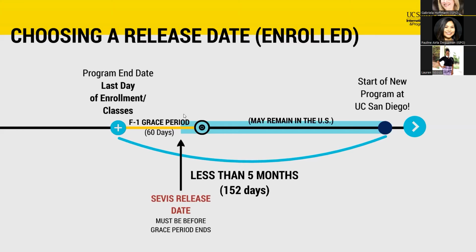If you choose a release date here in the middle of your grace period, then your SEVIS record can successfully be transferred to UC San Diego. And you can see demonstrated by this teal box here from the day that you release your record, even after the end of your grace period, throughout the time you are waiting to begin your new program at UC San Diego, you may remain in the US. You do not need to depart the US. So I'll repeat that once more. As long as you request for your current institution to release your SEVIS record to UC San Diego within your 60-day grace period or before, you may remain in the US and wait for your new program to start even past the end of your grace period. Okay.